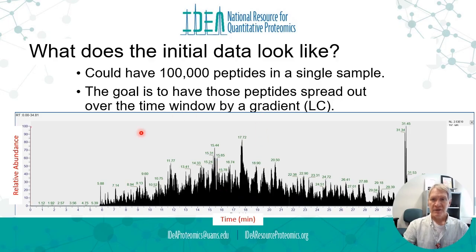The goal is to have these peptides spread out over this time window by this gradient. We are increasing the organic content, eluting those peptides off of the column, and that's causing the early eluters. This would be the hydrophilic peptides coming out first, and the hydrophobic peptides coming out at the end here. Each one of these signals represents a possible peptide.